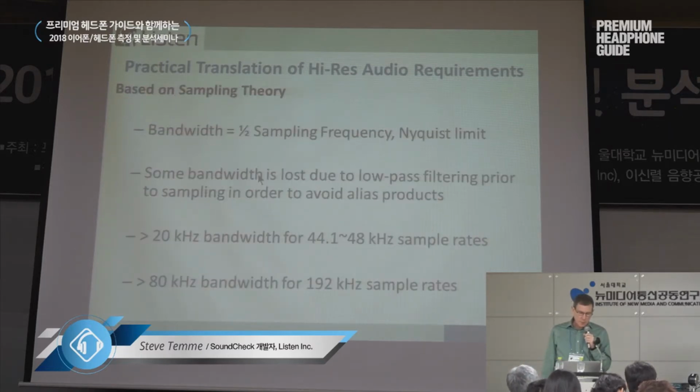So let's talk about sampling rate for a moment. We know that according to Nyquist theory, we have to sample at least twice the frequency range of interest. We also have to take into account that some bandwidth is lost due to low-pass filtering, anti-alias filters. So just as an example, if we want 20 kilohertz bandwidth, typically we want to sample at 44.1 or 48 kilohertz. And if we wanted 80 kilohertz bandwidth, we want at least 192 kilohertz sampling rate. Very straightforward.